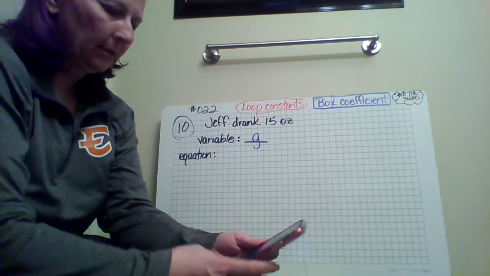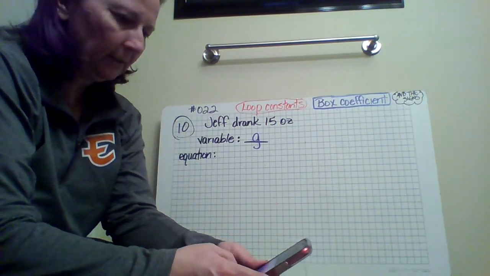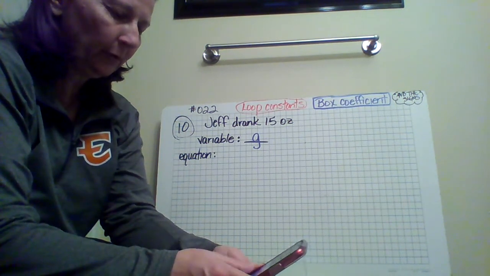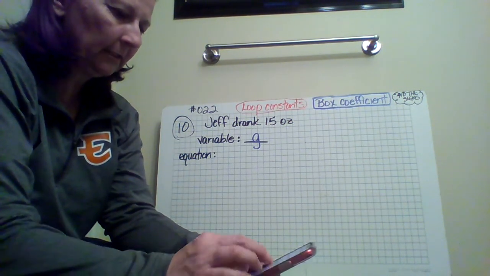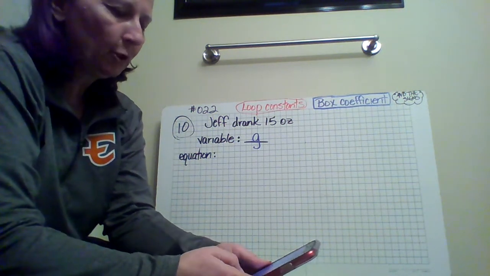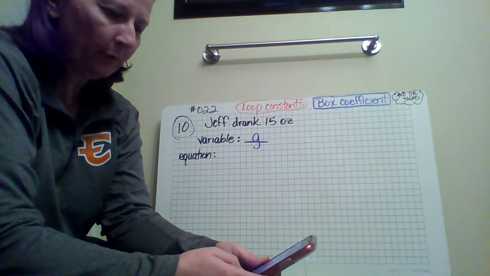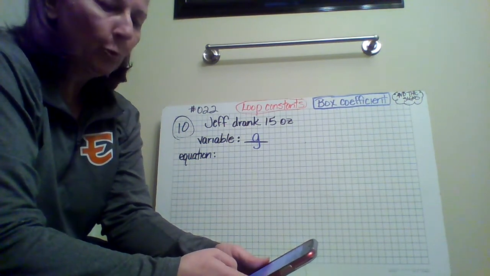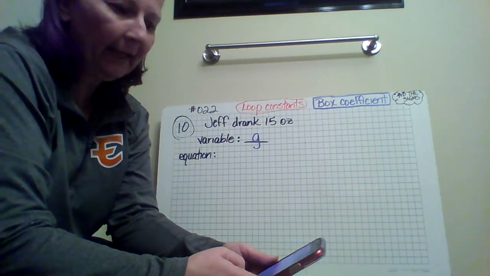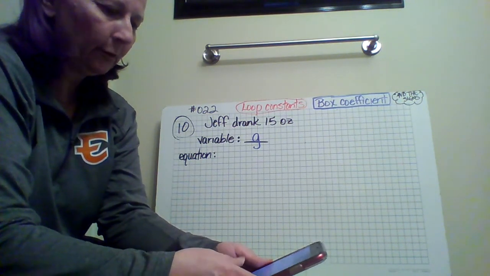All right, our final problem that we have is dealing with Jeff, who is drinking some Gatorade after a race. So the problem says Jeff drank 15 ounces of Gatorade after running a race. There were 20 ounces left. How much Gatorade was originally in the container?